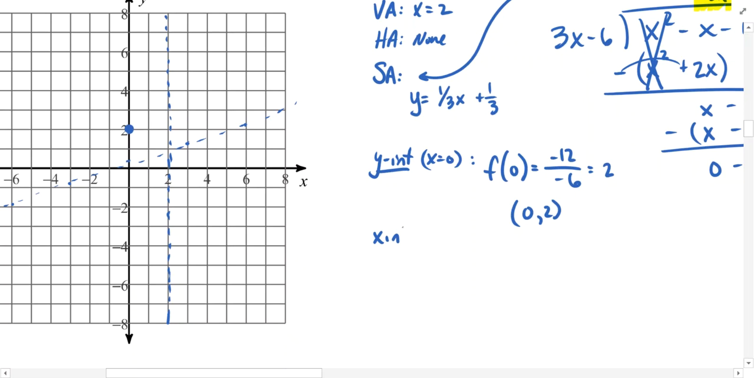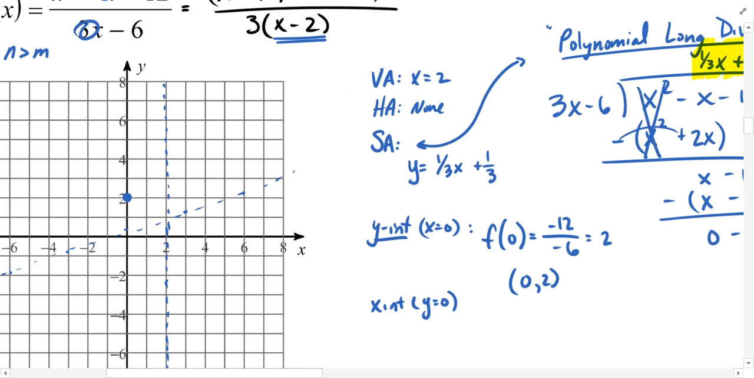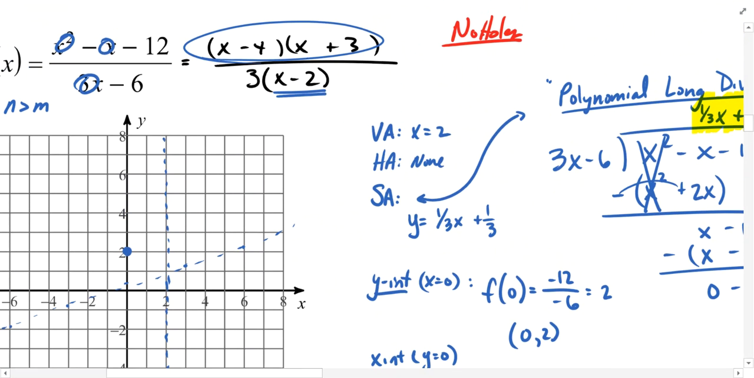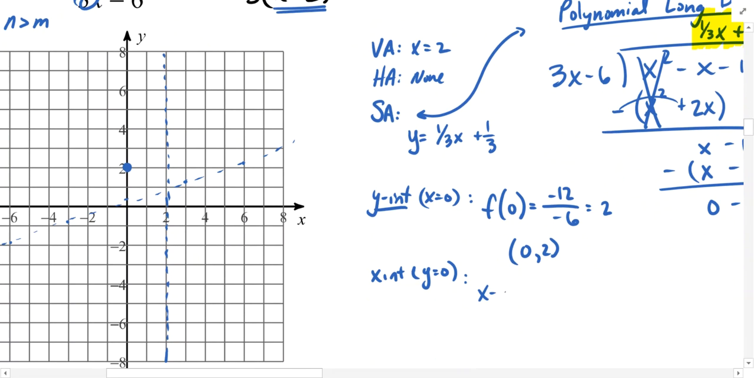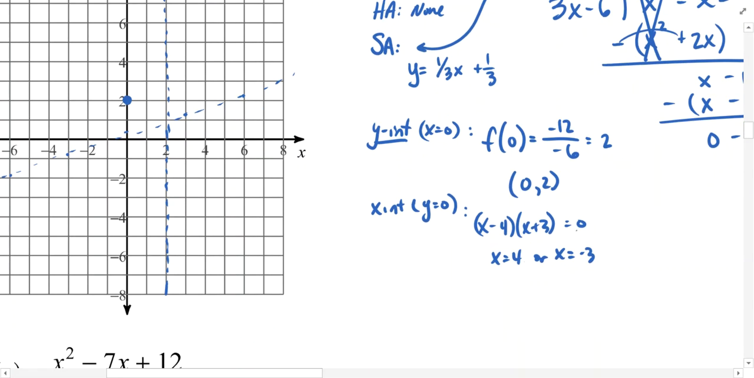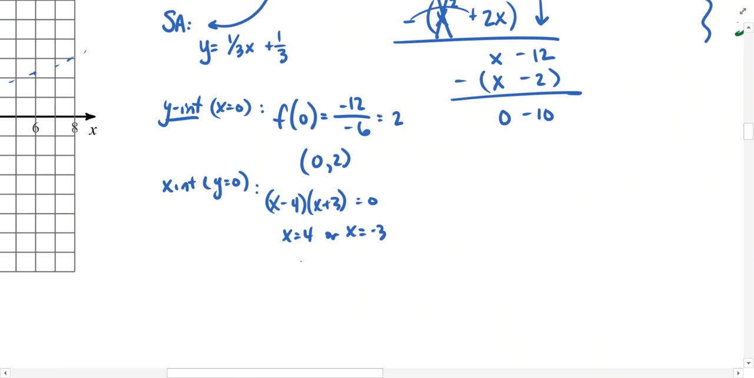And as far as our x-intercepts go, that occurs when y is equal to 0. And the only time we need to discover when y is equal to 0 is when our numerator is equal to 0. So when does (x minus 4)(x plus 3) equal 0? Well, that occurs when x is equal to positive 4 or when x is equal to negative 3. So we now have x-intercepts at (4, 0) and (negative 3, 0).